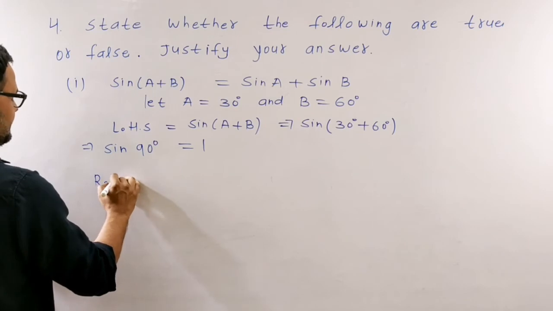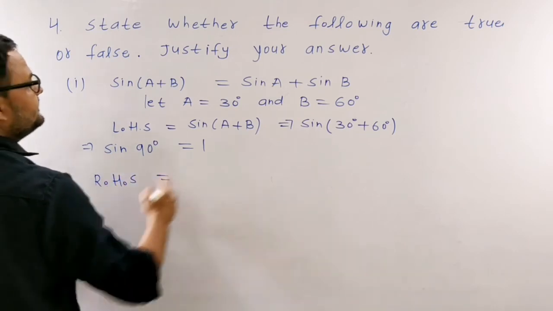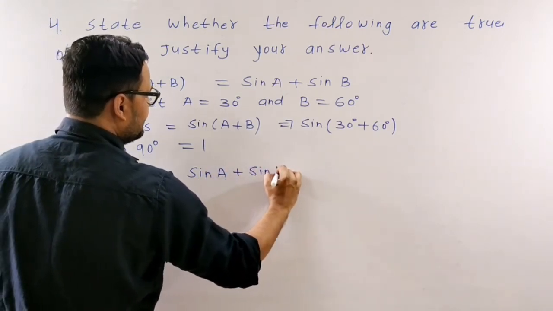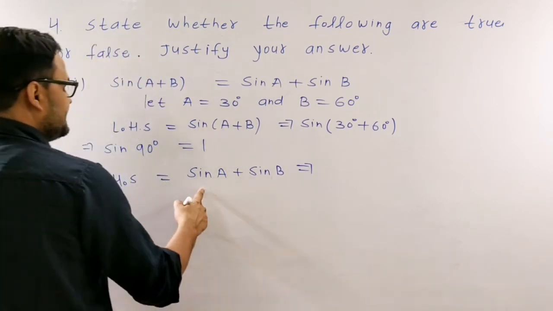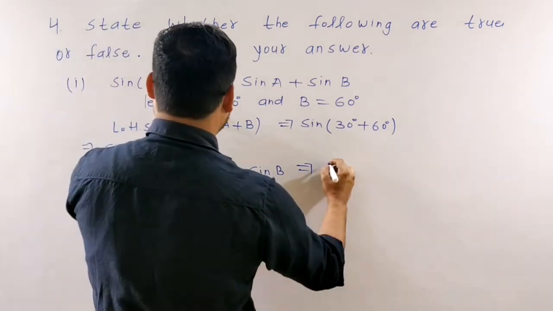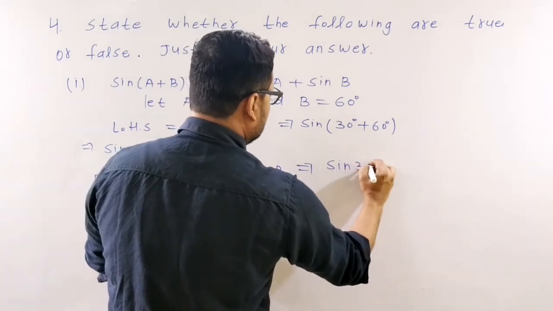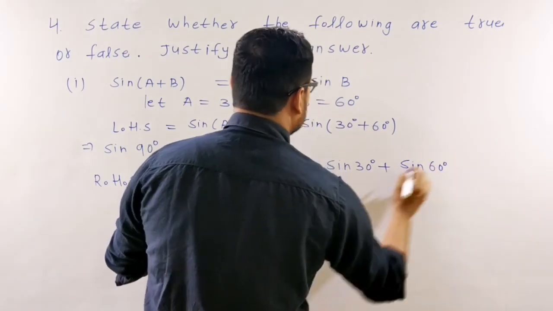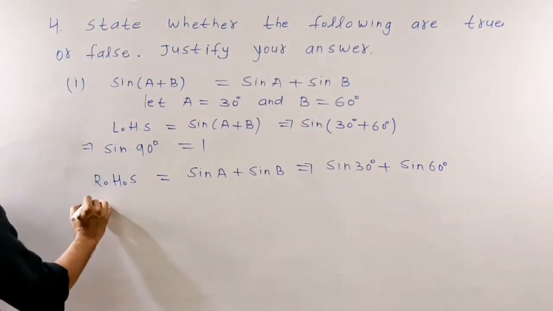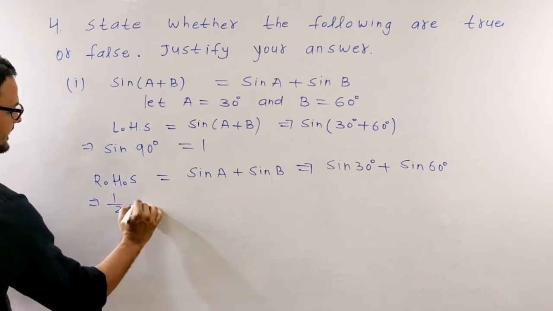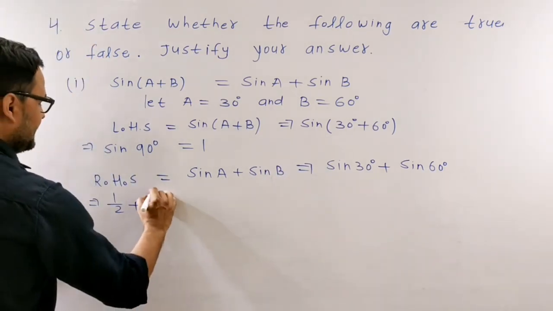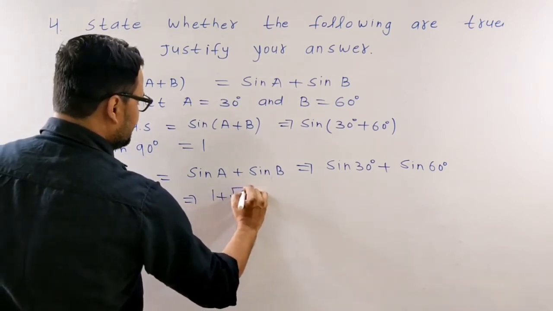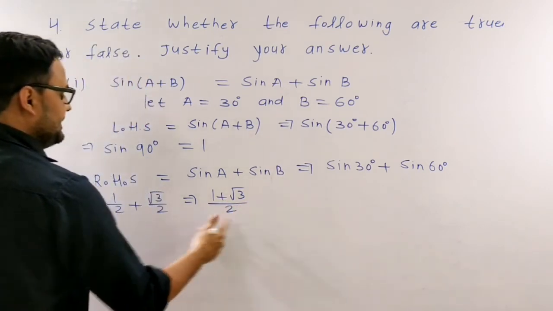Now RHS equals sin a plus sin b. So it means sin a equal to 30, sin 30, and plus sin b equal 60. Now sin 30 is 1 by 2, and plus sin 60 is root 3 by 2. Now, in like fraction, so 1 plus root 3 by 2, that we cannot simplify.